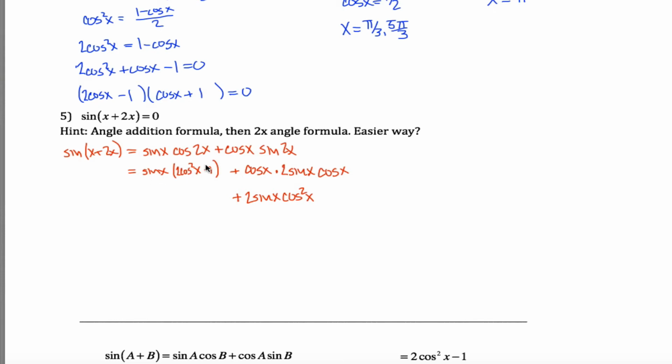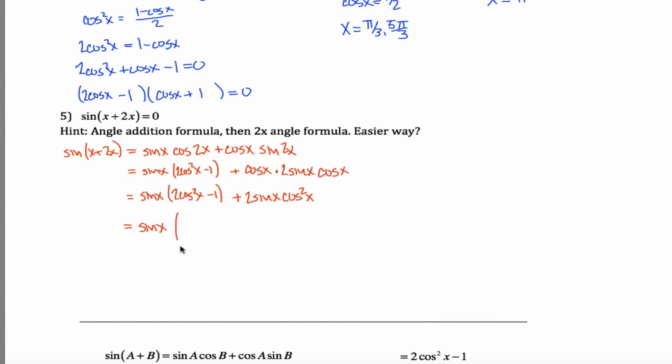And at this stage, I guess if you want, you could distribute through, but I'm not going to, because I'm going to factor stuff out in the very next step. So I'll just copy that line down. I have two terms. Here's a term and here's a term. And both of those terms have a sine of x in them. So I'm going to factor out a sine of x.